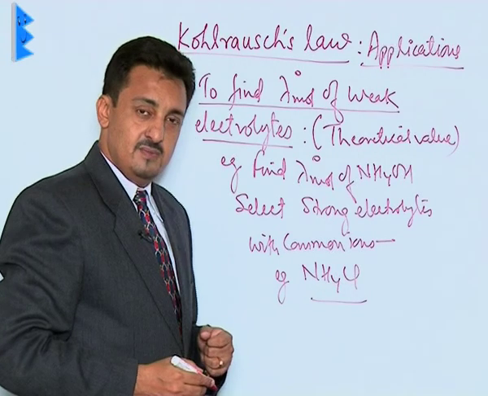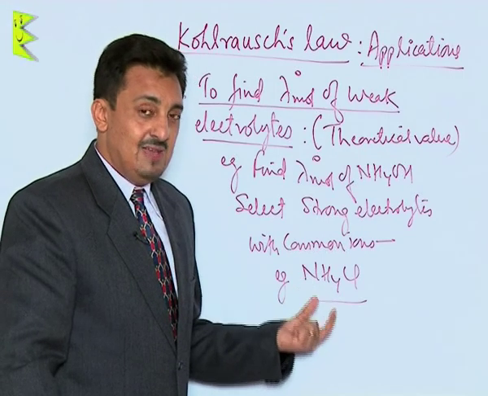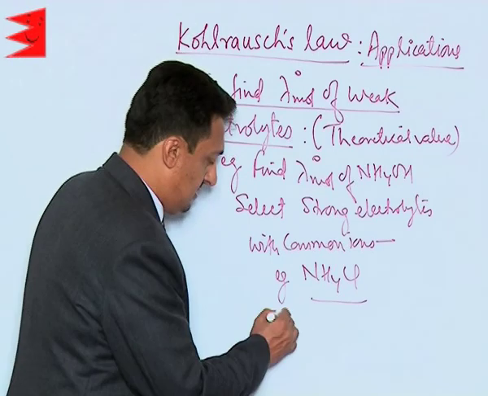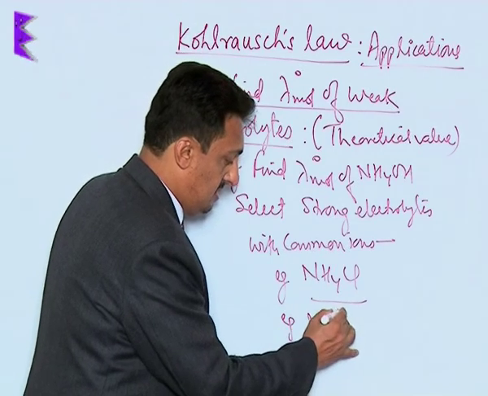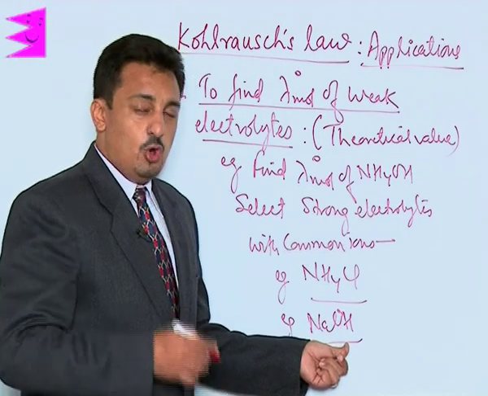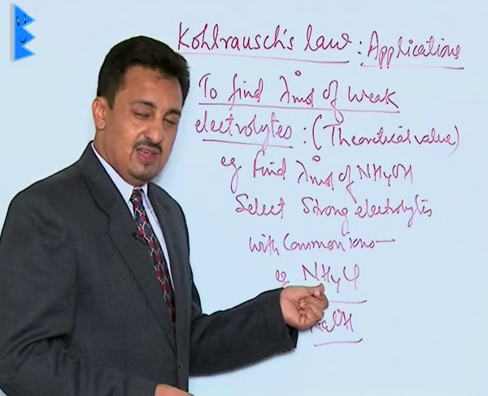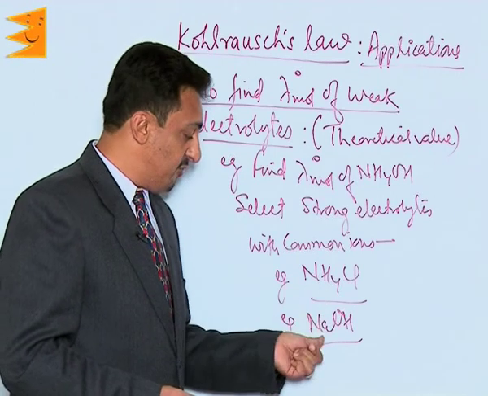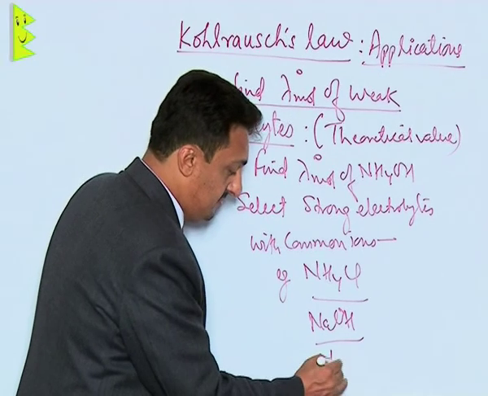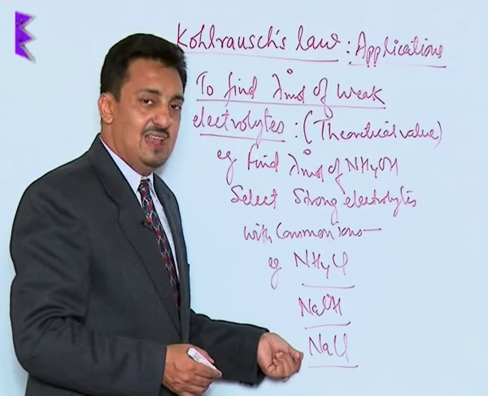Like, we will select ammonium chloride. From this salt we can get the limiting molar conductivity of ammonium ions, and we can take NaOH. From here we will get the limiting molar conductivity of OH minus ions, and if we add the molar conductivities at infinite dilution of the two, we will have sodium and chloride ions extra. So what we can do is take sodium chloride also, add these two, and subtract the NaCl.